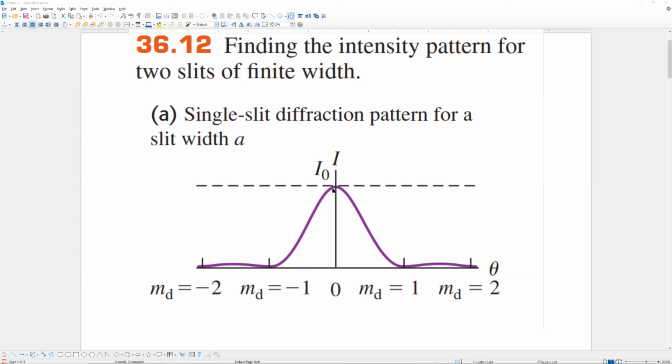But you have a central maximum, and then it fades down to 0. It'll do this on either side of the central maximum. Then it'll come back a little bit, and then it'll drop down to 0 again. Sometimes you can see a few more places where it comes back, but it always diminishes in brightness. So the central maximum is much brighter than the secondary maxima, and it continues on like that. So that's a single slit pattern.